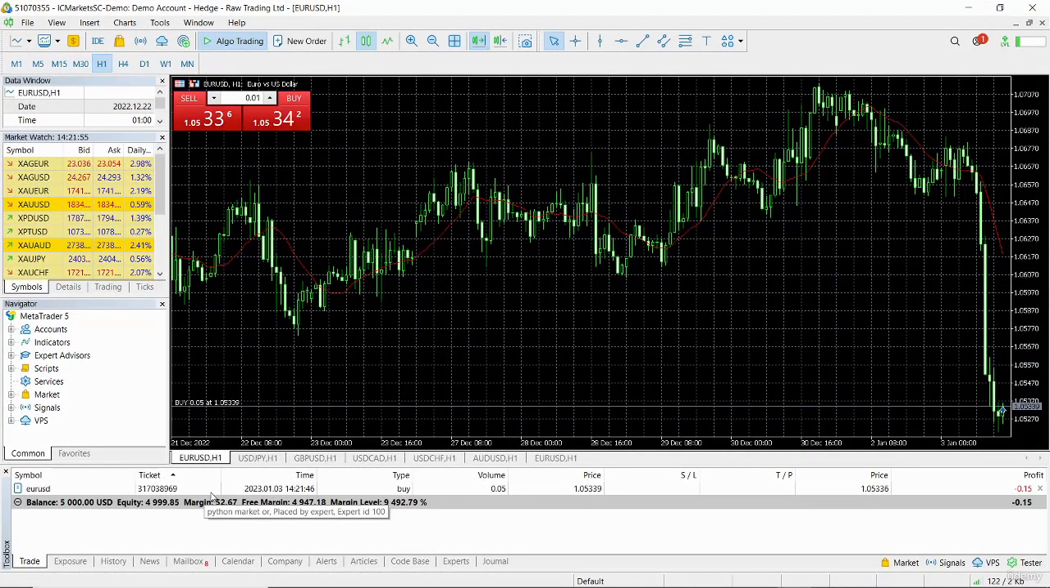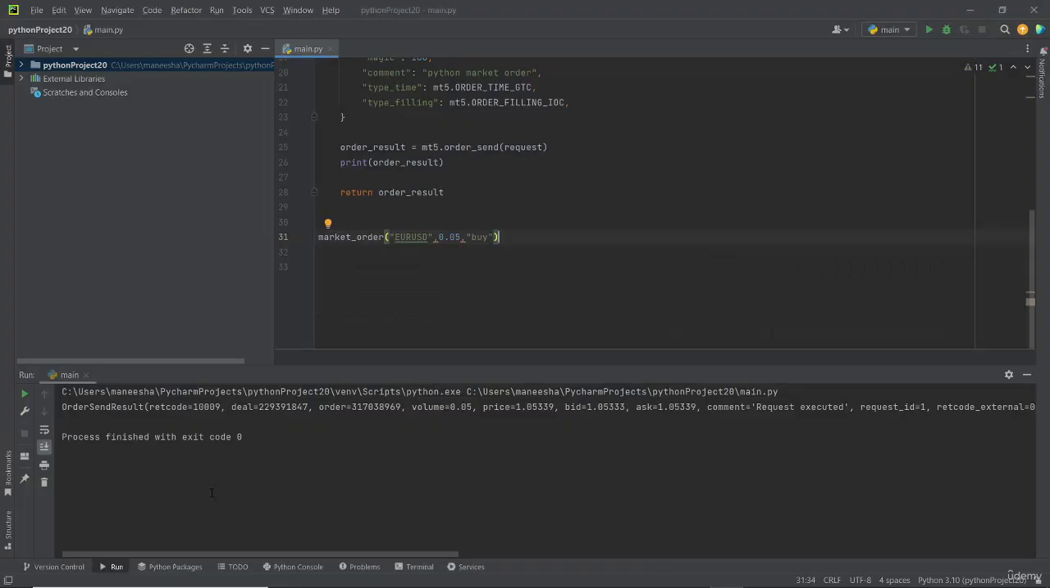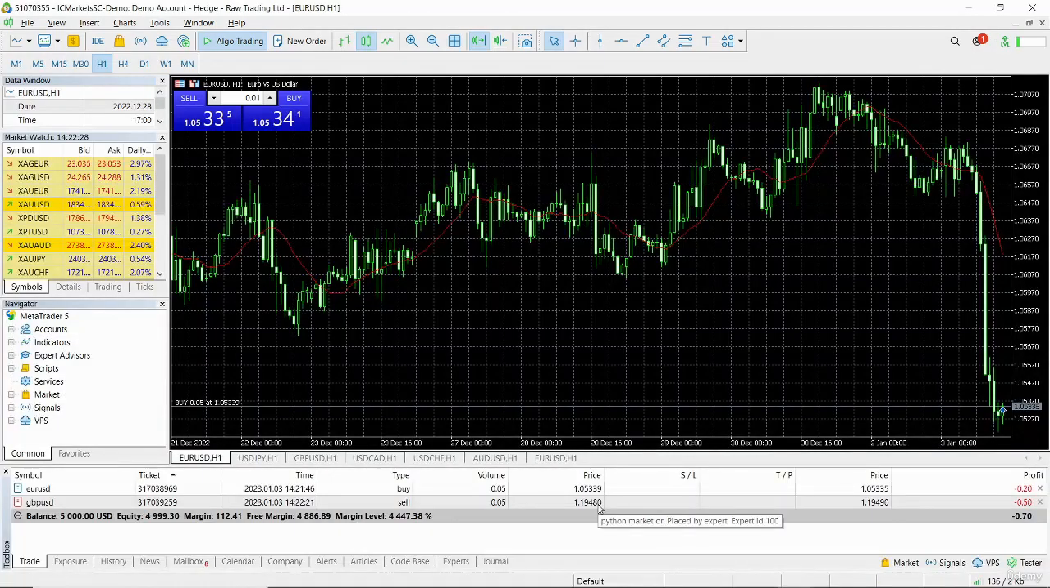Now let us place GBPUSD sell order. Symbol is GBPUSD. Volume is 0.05 lots. This time direction is sell. Now I am going to run this. Here you can see there is the 0.05 lots sell order.